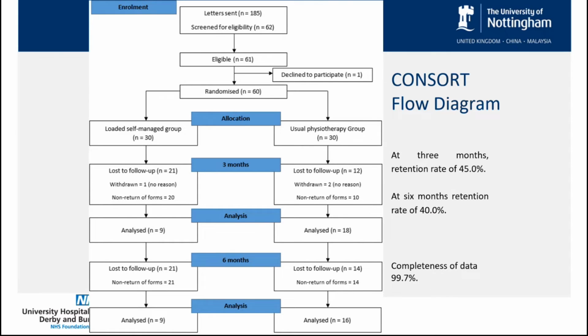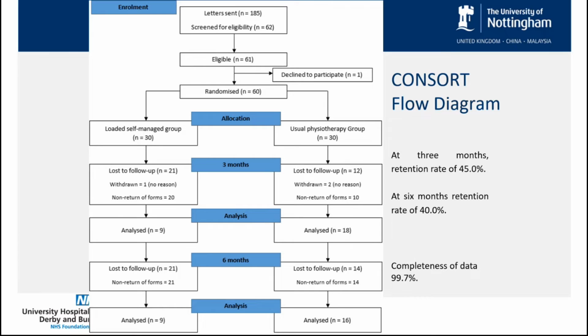And then in terms of the flow, as I say, we randomised 60 participants. At 3 months, in the intervention group, we lost 21 to follow up, and then in the control group, we lost 12 to follow up. And at 6 months, we lost 21 to follow up, and we lost 14 to follow up. So our overall retention rate was 45% at 3 months and 40% at 6 months. Of the data back, it was complete, 99% or near 100%. But what I got back was very low.